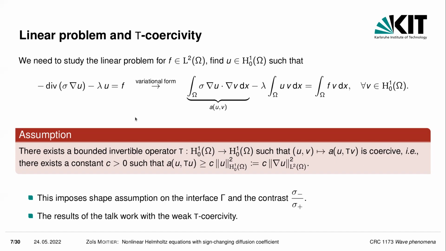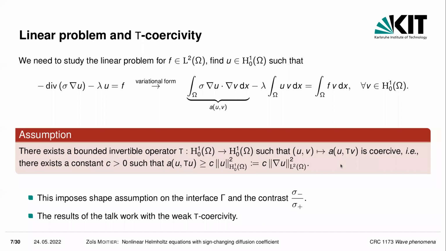And so we need to add an assumption, and this assumption is this T-coercivity assumption. There exists a bounded invertible operator T from H10 to H10, such that this quadratic form A(u, Tv) is coercive. And so that means that there exists a constant C such that A(u, Tu) is greater than that constant times the H10 norm of u, which is just, by definition, the L2 norm of the gradient of u.